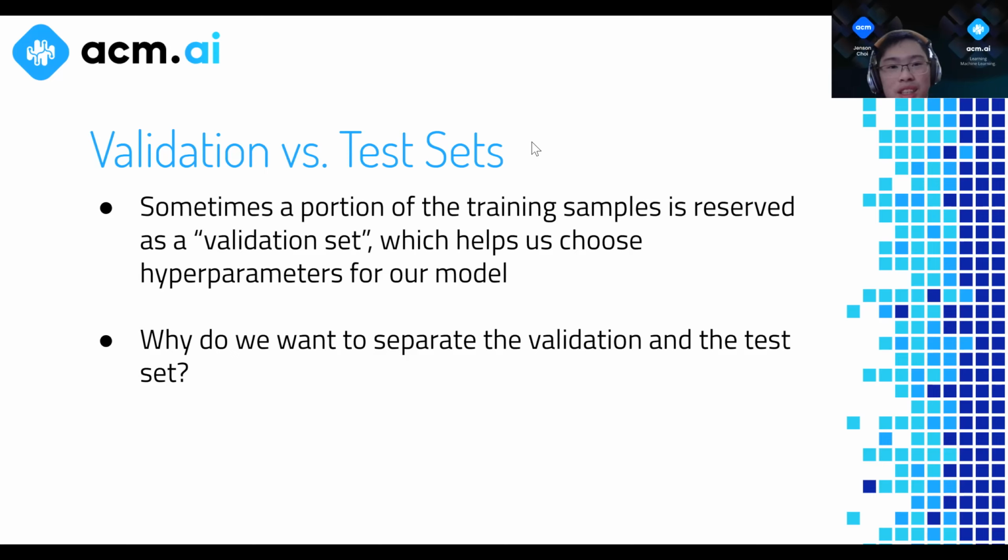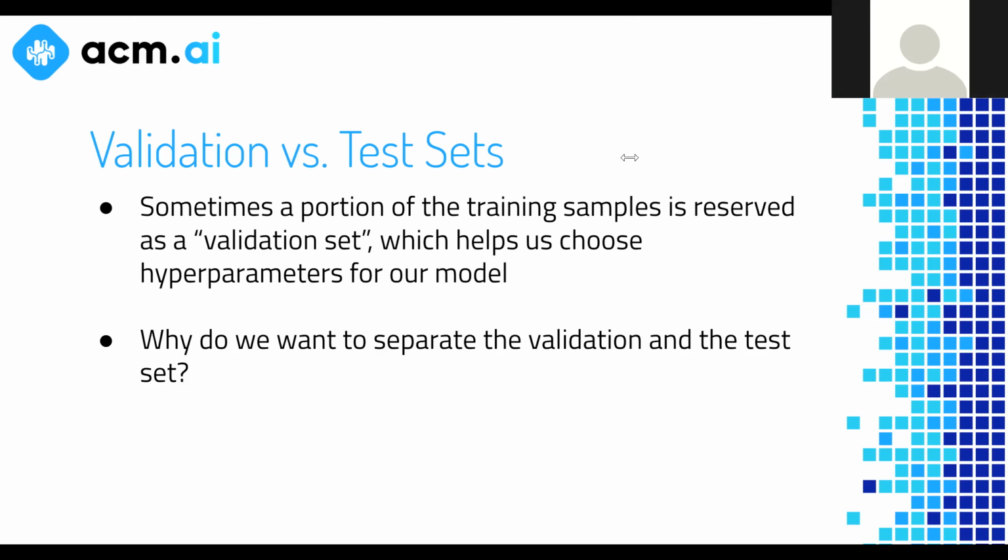One question that is pretty common is, why do we want a separate data set for validation and testing? Does anyone have any idea about this? Feel free to answer in chat or unmute. Is it because if we use validation data from test data, it would be kind of cheating?